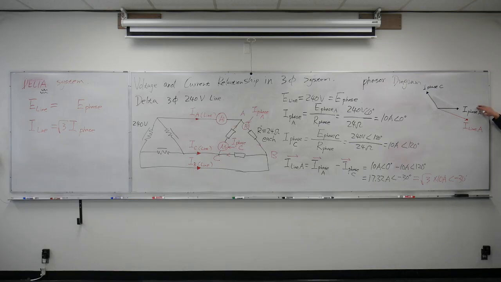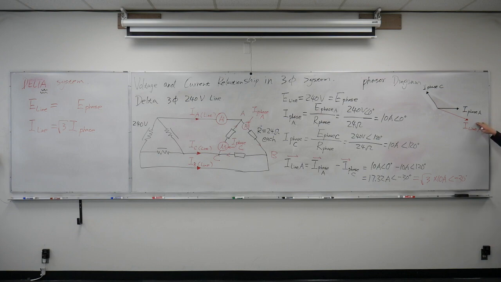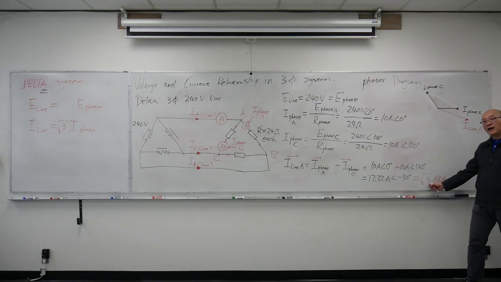If we look at this phasor diagram, here's my phase A current at 0 degrees. Here's my phase C current at 120 degrees. When these 2 phasor currents are subtracted, we get a line current. It's going to be √3 longer than my phase current and in the direction of negative 30 degrees. As an electrician, we don't worry about the angle of the current too much, but we have to know the current in the line is going to be √3 higher than the phase current.